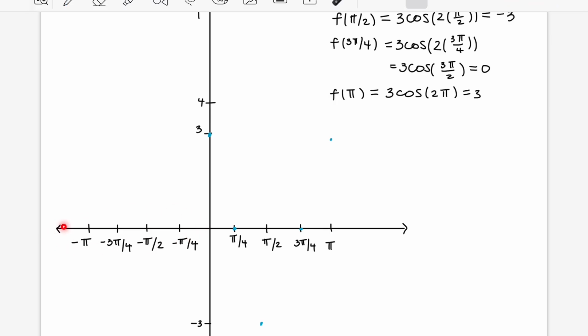Similarly, on our negative x-axis here, at minus pi over 4 we'd get 0. At minus pi over 2 we'd get -3, minus 3 pi over 4 is 0, and minus pi will get 3. So this will be our graph, 3 cosine 2x.